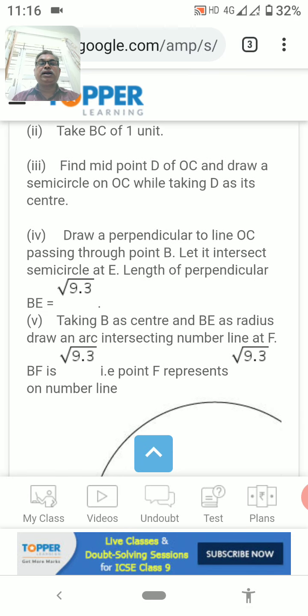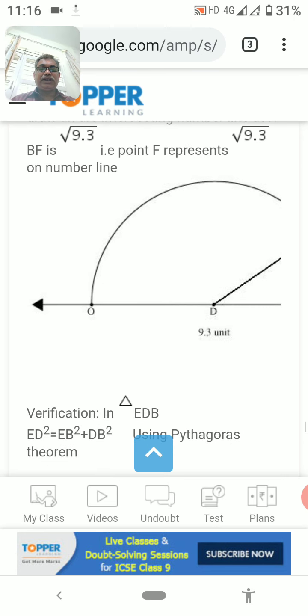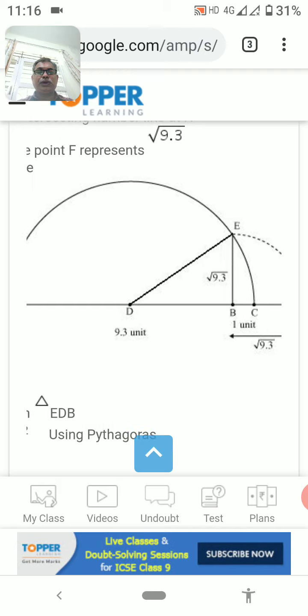We have located root 5 and root 3 on the number line. But how to locate root 9.3 on the number line? This is also a type of irrational number. And to locate this root 9.3 on the number line, we have to make some geometrical representation. Let us see. Here I have shown you some geometrical representation.